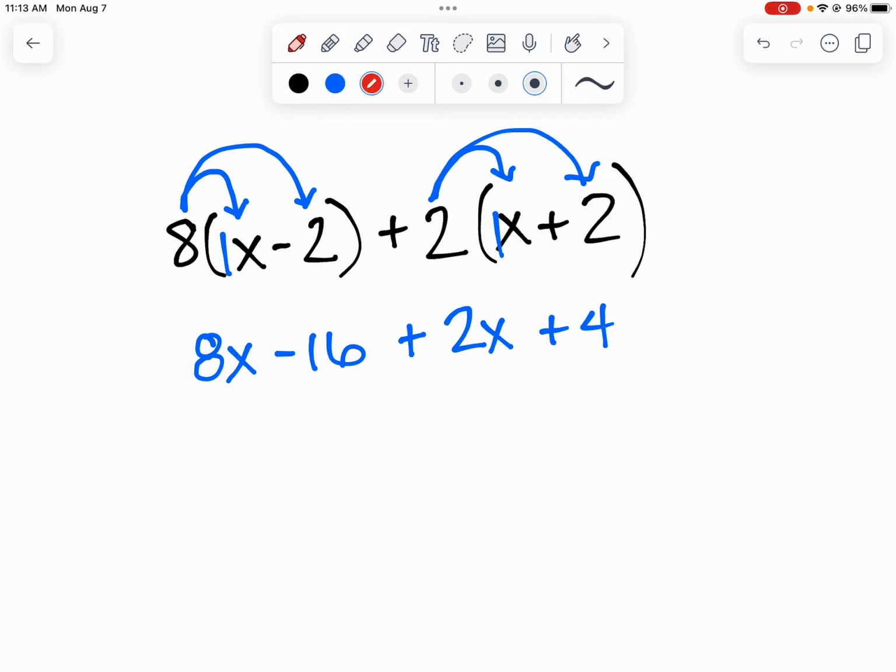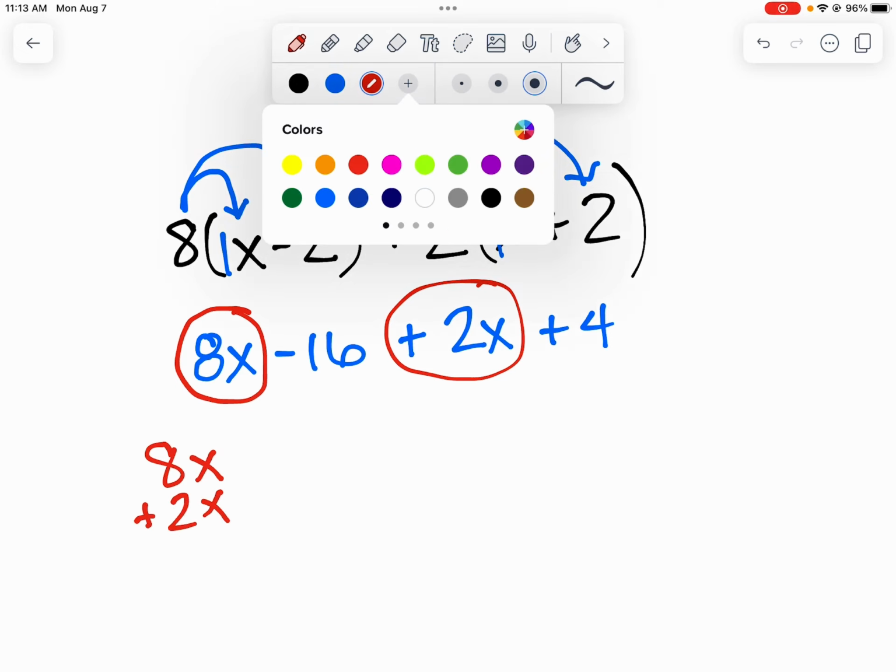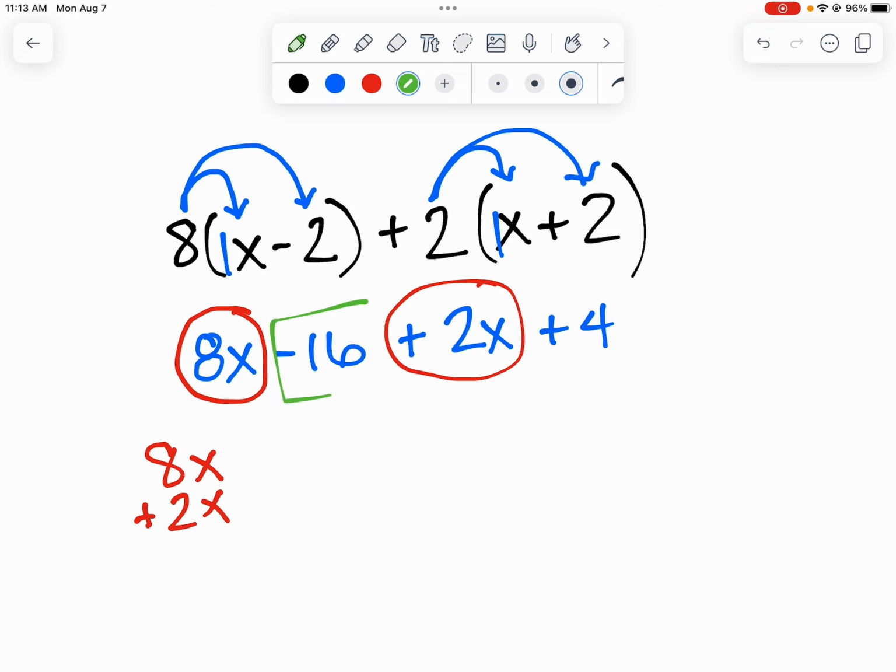Now the second part of this is what we learned on day 1. We have to combine like terms. So I'm going to circle my values of x, make sure you take the sign in front of it, and I get 8x plus 2x here. And then I'm going to do a box around my constant, so I have negative 16 and a positive 4.